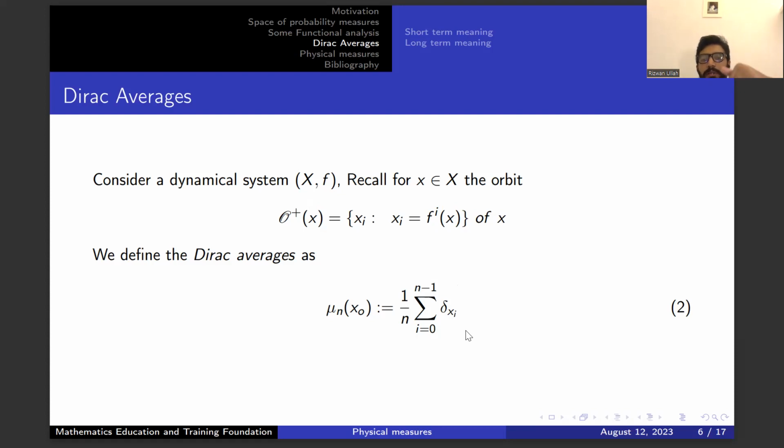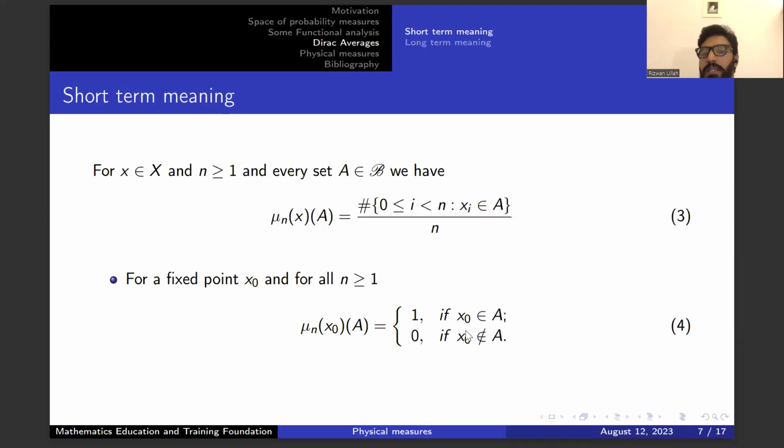So actually, I'm counting, among the first n elements of the orbit, how many times the orbit falls in the set A. When it is falling in the set A, I count 1, and when it is not falling, I ignore it. So in a sense, the short-term meaning of this is that you are trying to find the frequency of the orbit falling in the set A out of the first n elements of the orbit.